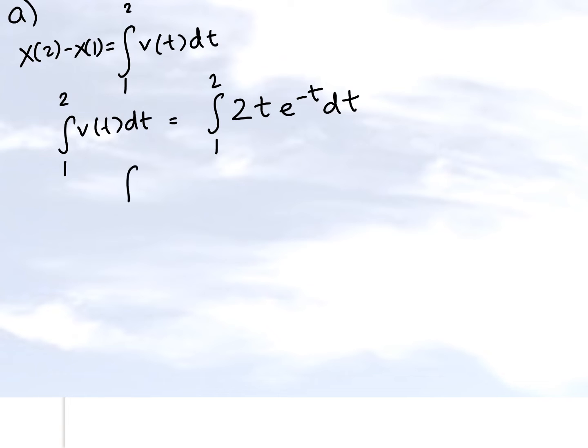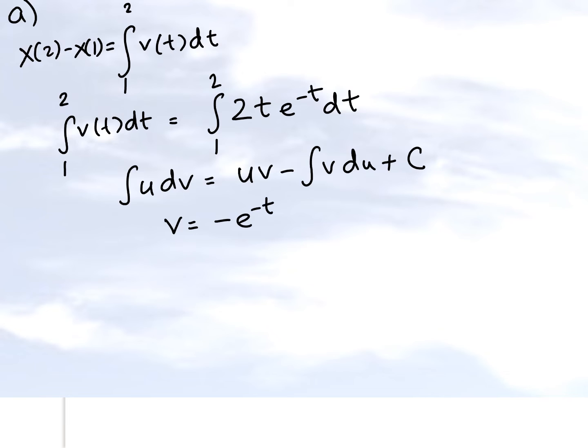What integration by parts is, this is the formula: the integral of u dv is uv minus the integral of v du plus c. So let's see what u and v can be. In this case, we will put v as minus e to the power minus t. Why? Because dv will be equal to minus 1 times e to the power minus t, since when we differentiate this, we get minus 1 times e to the power minus t.